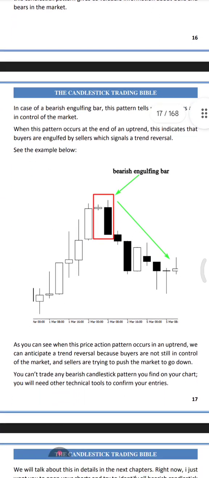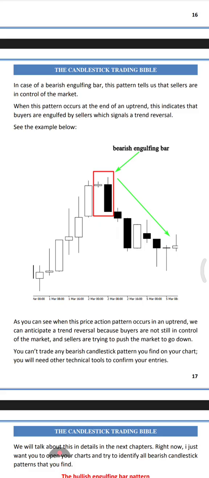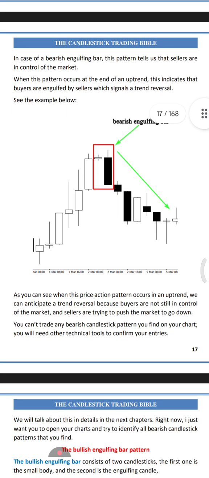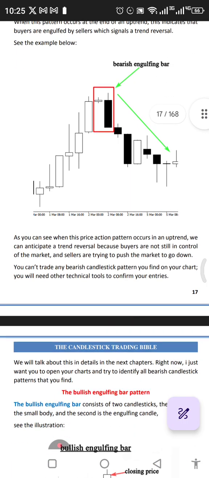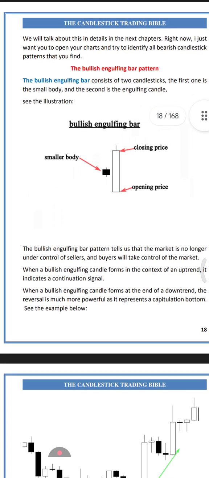So this is it. You realize that this was at the top, at the supply zone. The buyers had pushed the price to the top, and then at a point the sellers came and pushed the price down. You notice what happened. The price has actually reversed and then sold to where you see here now. So it's an indication that there's going to be a reversal.